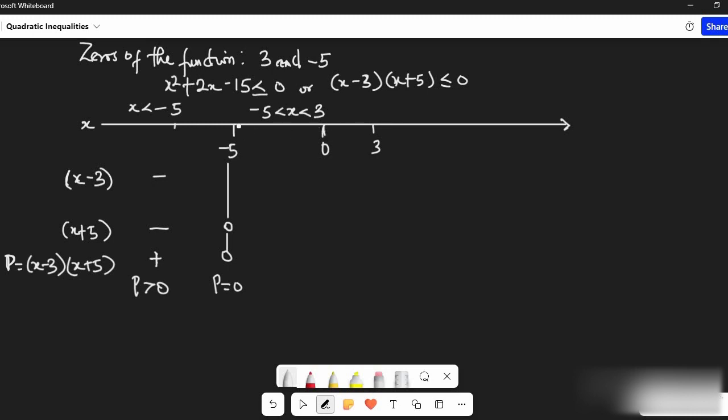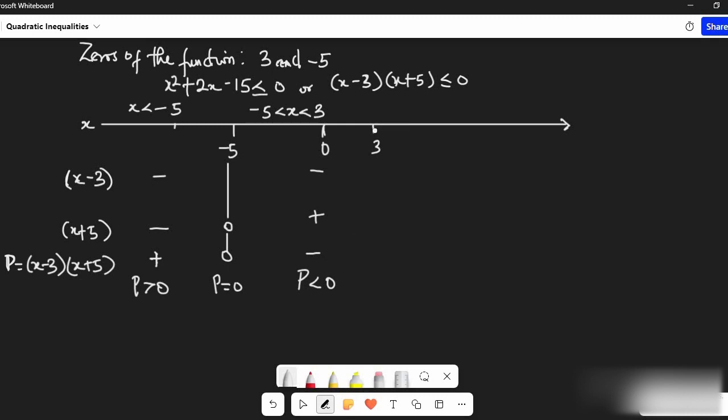Now, remember, we can use any value in this region to test. So we're just going to use 0 to test each of the factors. Now we see that 0 minus 3 gives a negative number, which is minus 3. And we see that when x is 0, 0 plus 5 gives a positive number, which is 5. So we see that this is a plus sign here. So minus times plus gives minus. So we write minus here. And since the product is negative, we know that the product here will be less than 0.